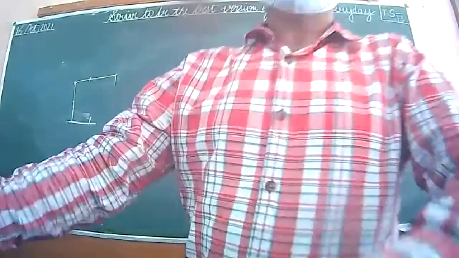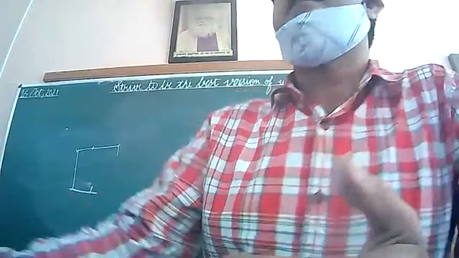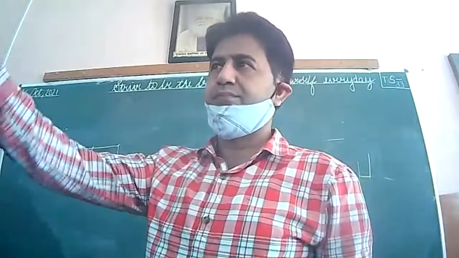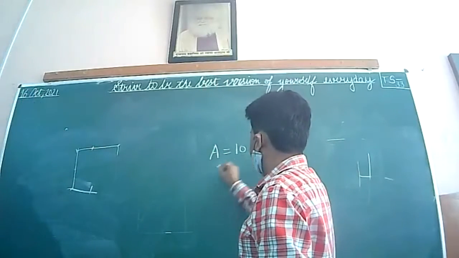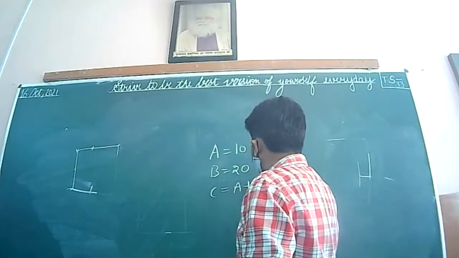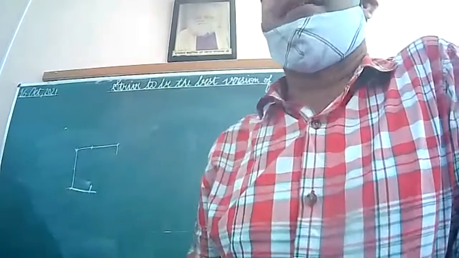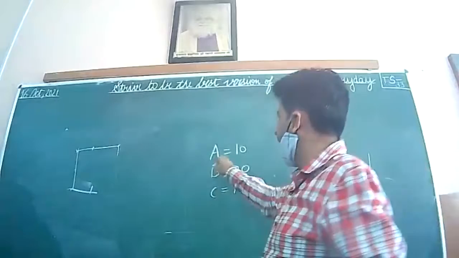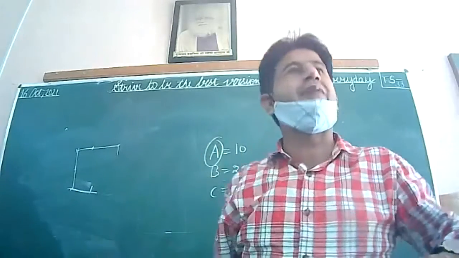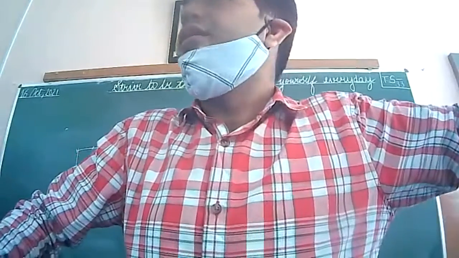Students, in mathematics, we know that, for example, stand up now. In mathematics, we use some characters for storing the data. For example, A is equal to 10, B is equal to 20, C is equal to A plus B. These are called variables. Variables in where? Visual Basic. These are called variables.